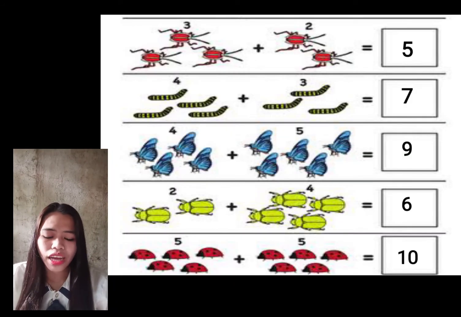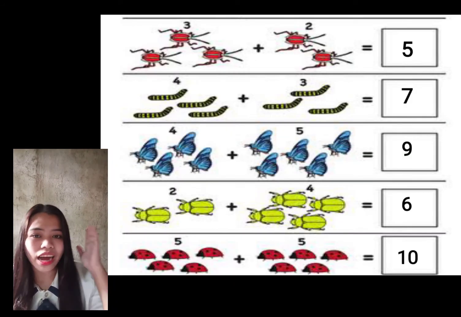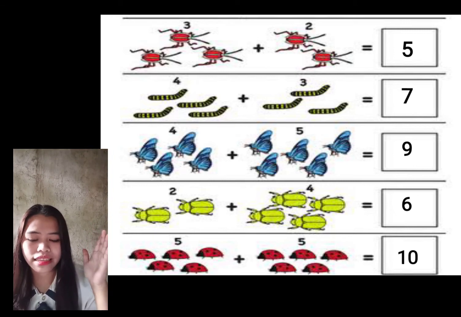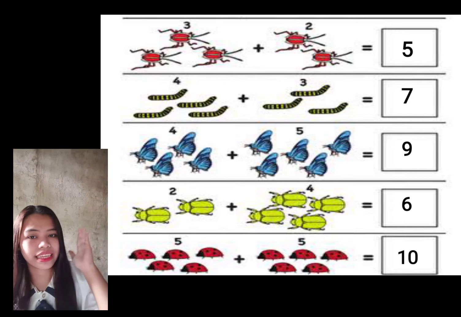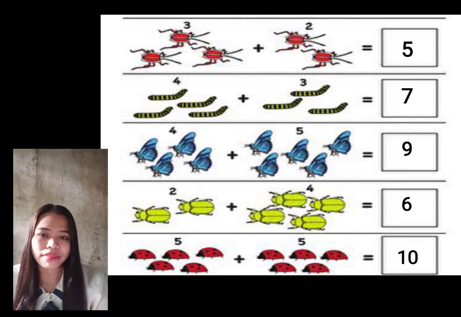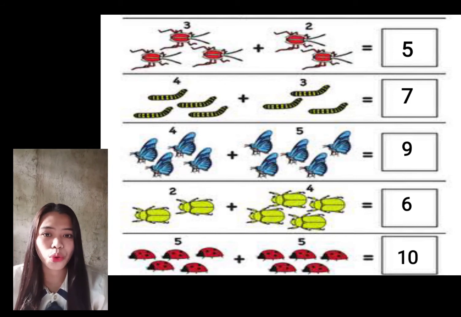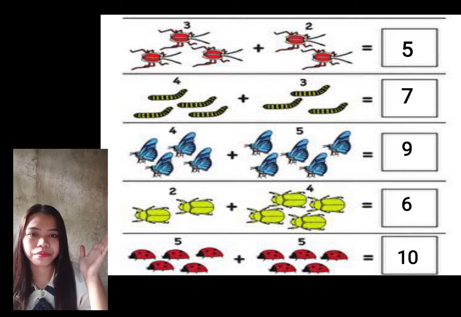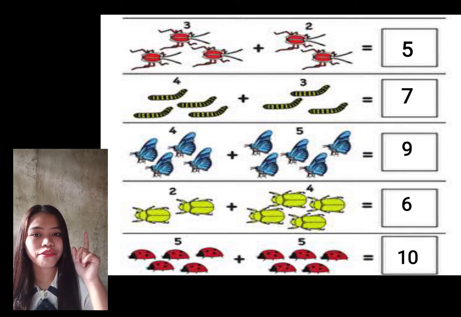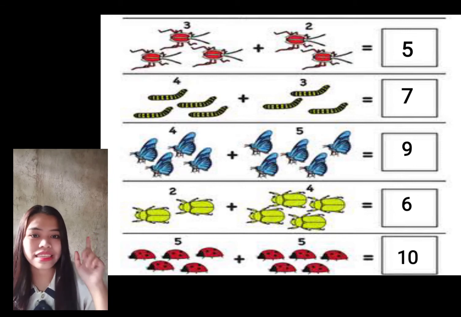Another example, just count the first number of insects plus the number of second insects. 3 plus 2 equals 5. 1, 2, 3, 4 plus 1, 2, 3 equals 7.